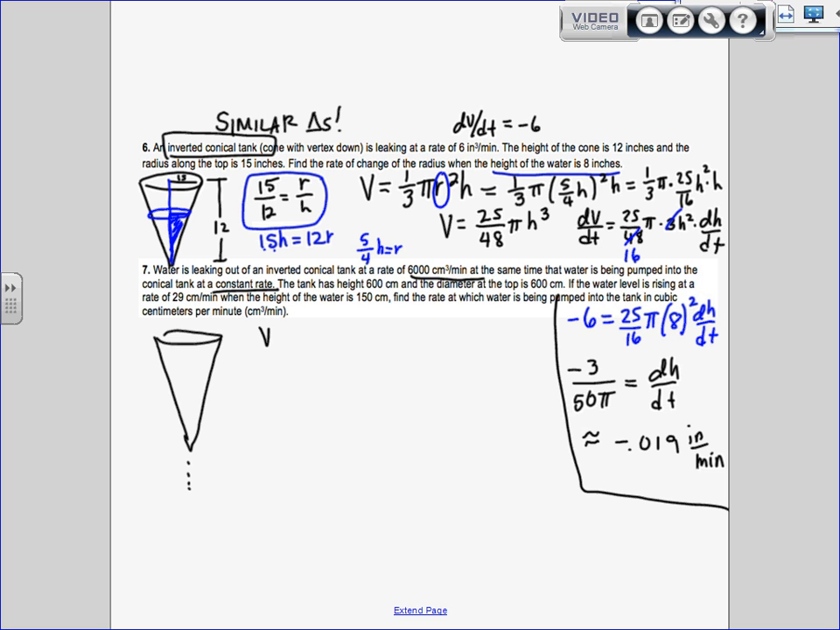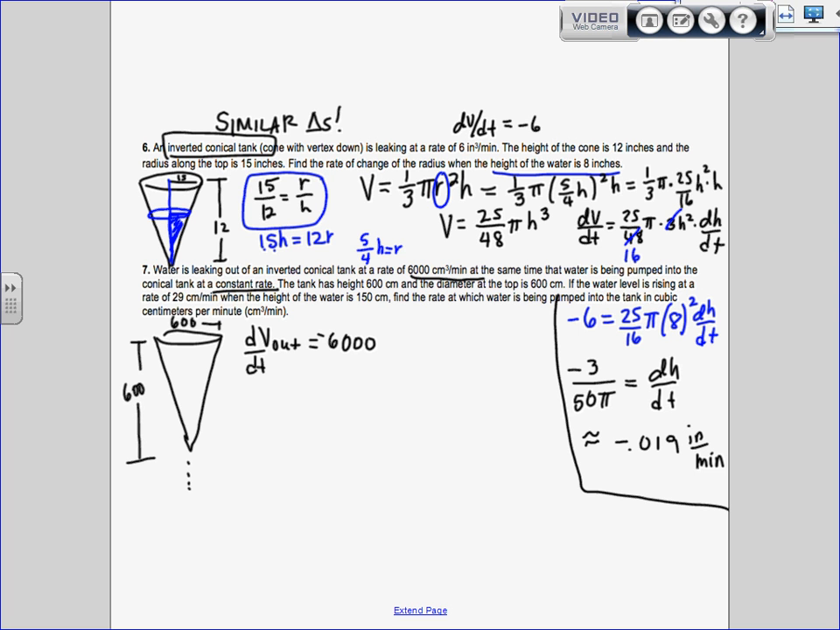So I'm going to say volume out. That's going to be negative 6,000. I'm losing 6,000. And then the volume in, we don't know. The tank has a height of 600 centimeters, and a diameter at the top of 600.